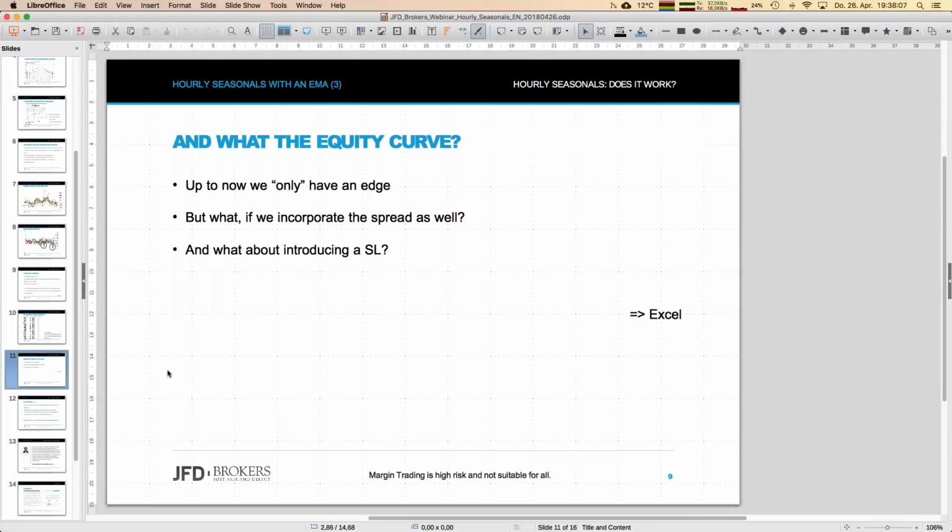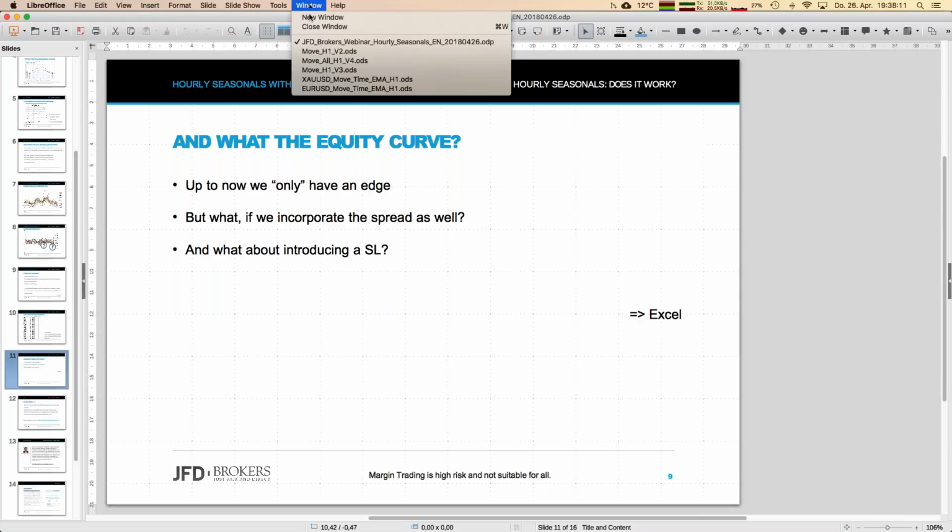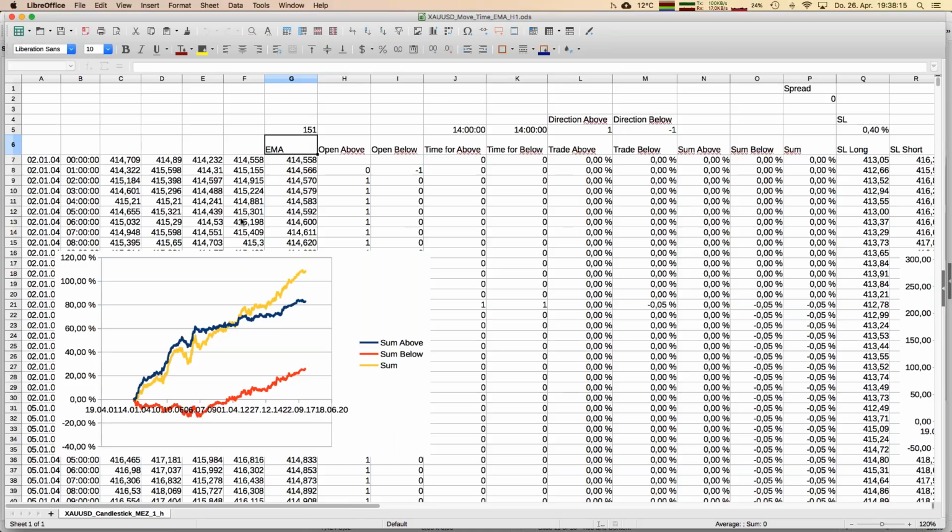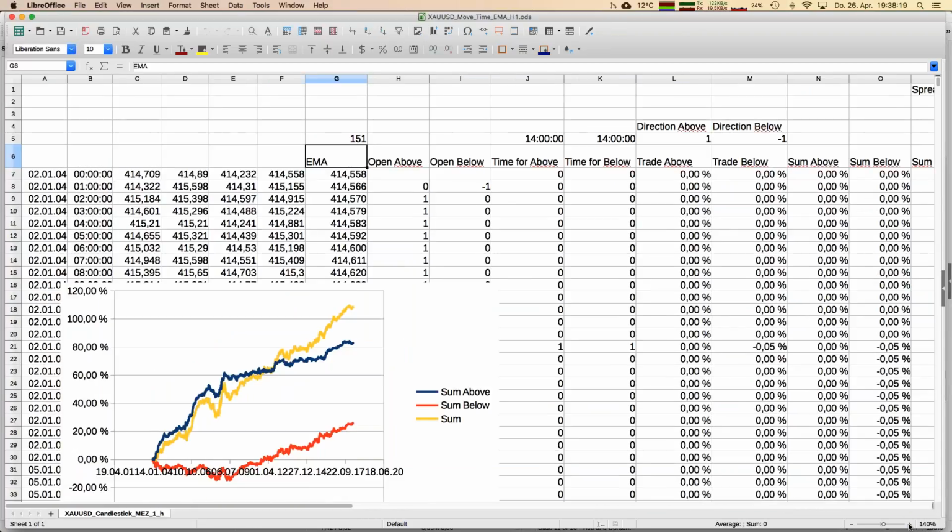That's the philosophy of the next Excel sheet, because we want to see equities. Let's go for that. And I hope my computer is fast enough that we don't have that often a spinning clock here. Let me explain a little bit how that sheet works. Or maybe let's start with the equity, because I think everybody is already looking at those equities.